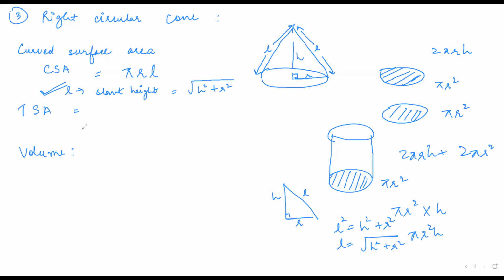Okay, now total surface area means, Sarah, this is pi r L is the curved surface area. Okay, and then you add the area of the base, which is a circle whose area is pi r square. So this becomes the total surface area of the cone. And volume is 1/3 of the volume of the cylinder. Please remember this. So 1/3 pi r square h.